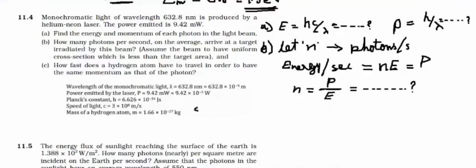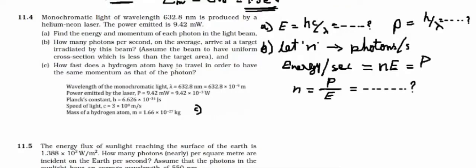Now come to part C of the question. How fast does a hydrogen atom have to travel in order to have the same momentum as that of a photon? So the momentum of the photon is obtained from part A, p is equal to h by lambda. Now, rather than using this h by lambda formula, we want to calculate the speed, but the question says that this hydrogen atom is also having the same momentum.